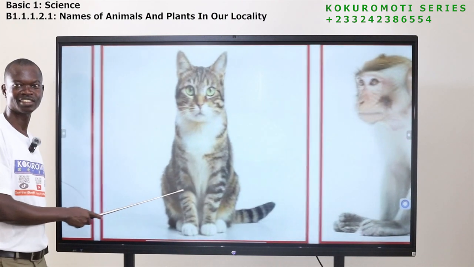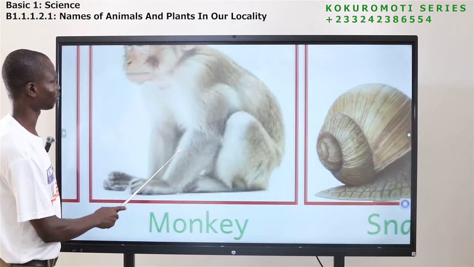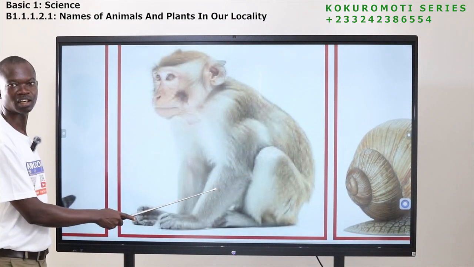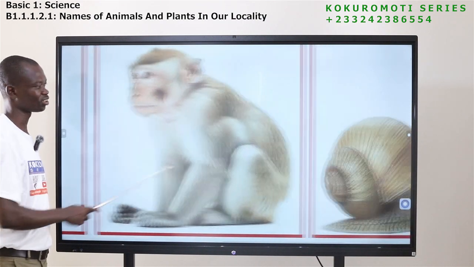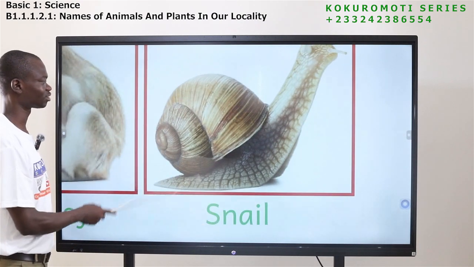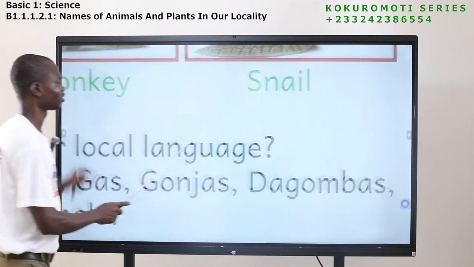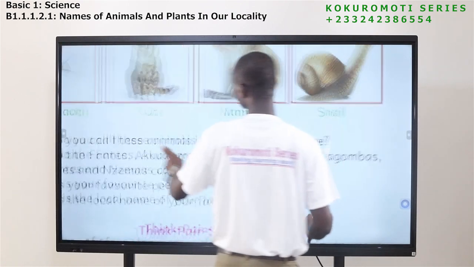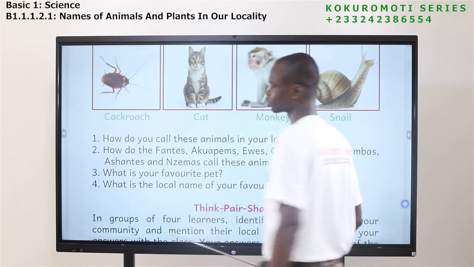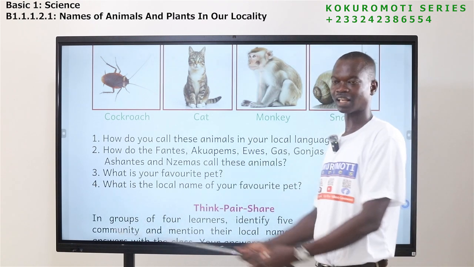Have you seen it? Cat. Ejinamwa. This is monkey. Have you seen it? Monkey. Kokyo. We have what? Snail. Mwa. So these are some animals that we see around, and how we call them in our local language.